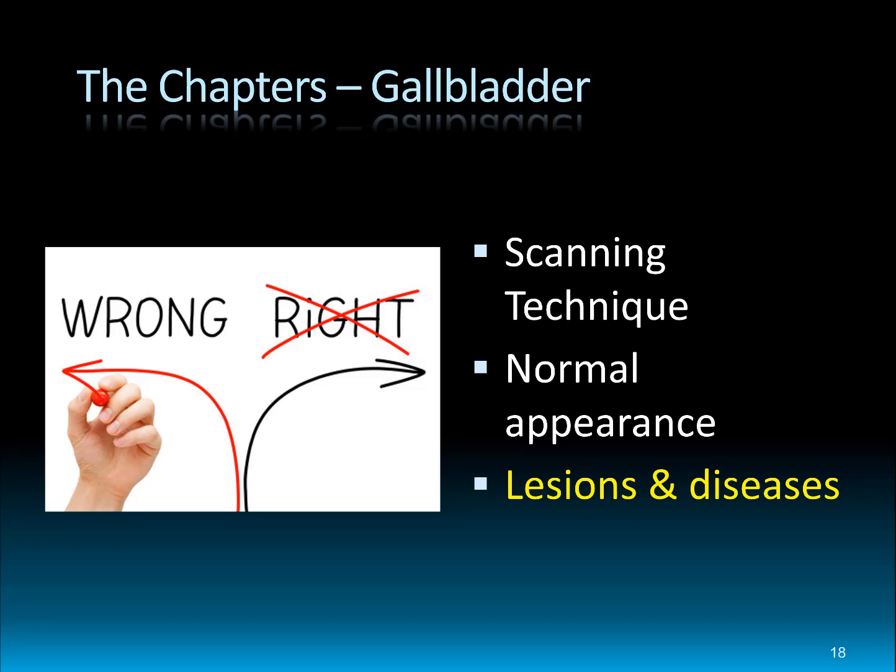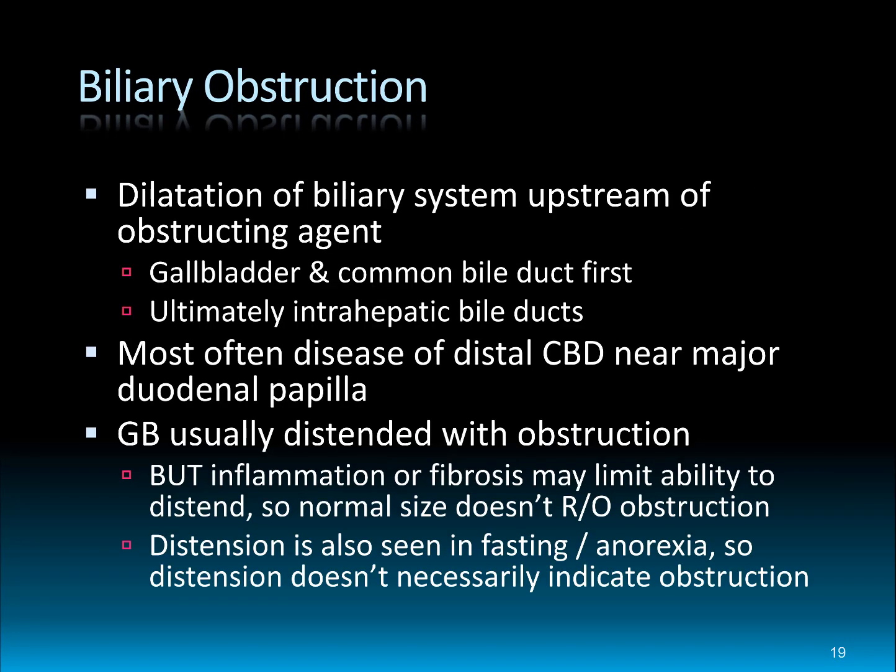So moving forward to the abnormalities. I'm talking about obstruction first. Obstruction is just like you would expect. It's any sort of dilatation of the biliary system upstream of some sort of obstructing agent. And you'll see the gallbladder and the common bile duct get enlarged first, and with enough time, the intrahepatic bile ducts will also enlarge and become visible with ultrasound.